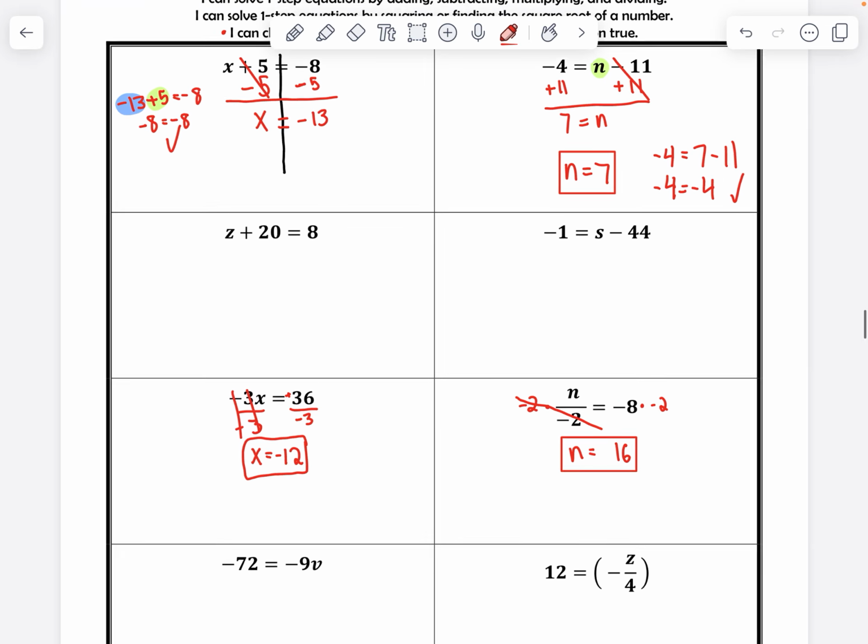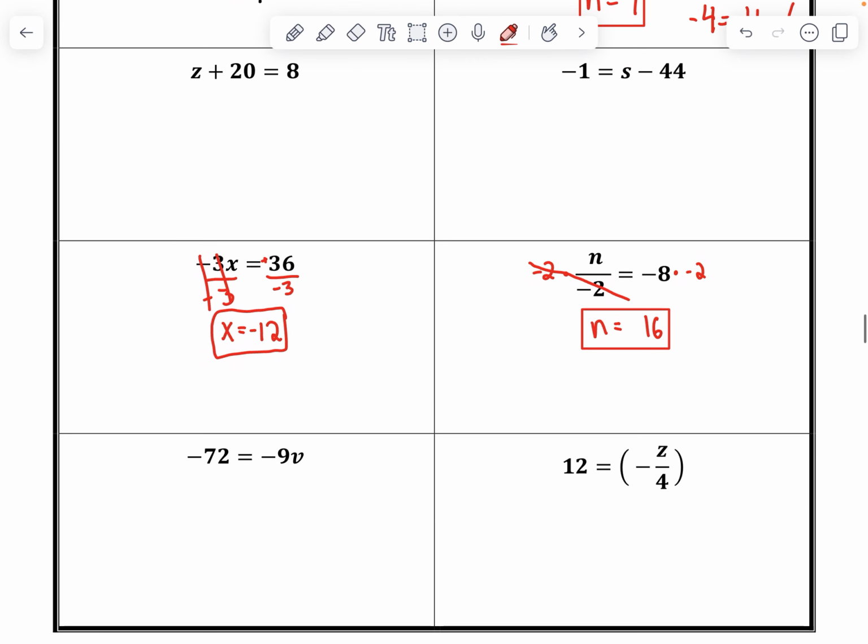These are the 4 types that we're going to be working with right now. I want you guys to pause the video and try to do the 4 problems that we have not done yet together, and then play the video when you're ready.